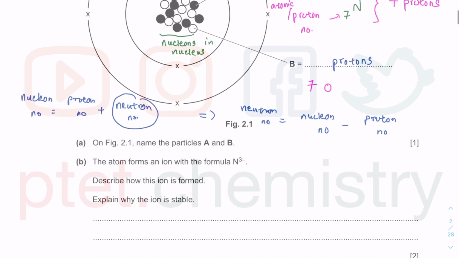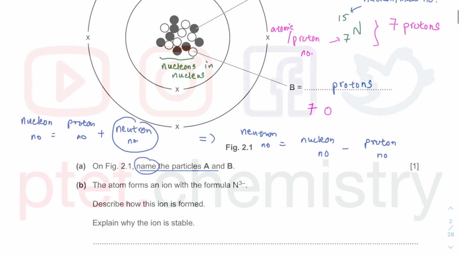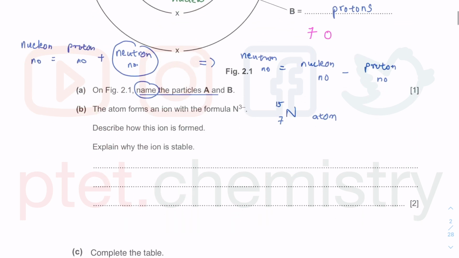In fact, that was what we have done. We have named the particles. Now they say this atom was nitrogen 7 and 15. This is an atom because the atom has no charge. So you have 7 protons and 7 electrons. There are 2 bits to this question. That's why there are 3 lines and there are 2 marks.